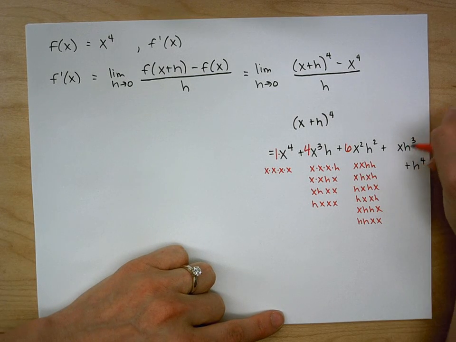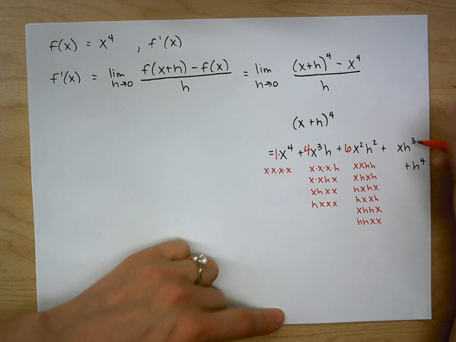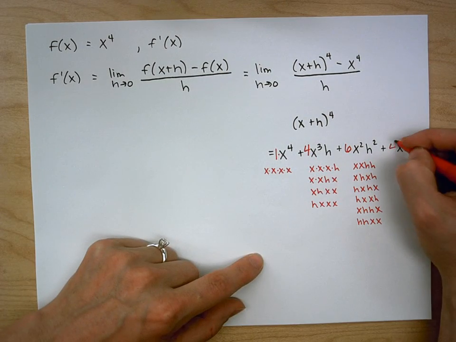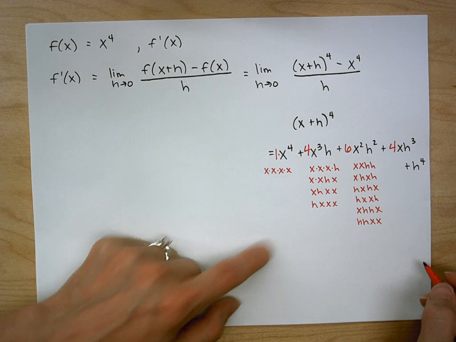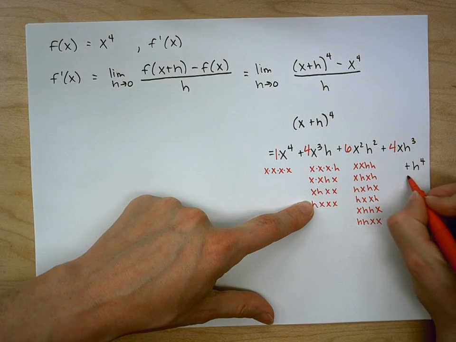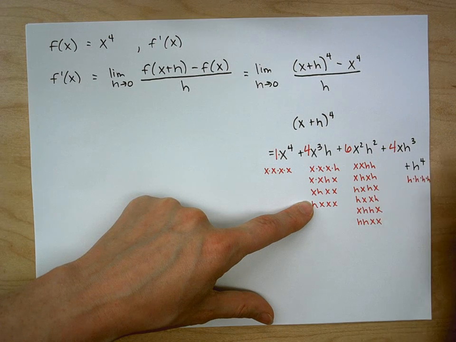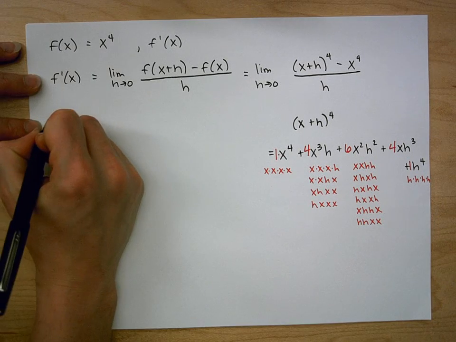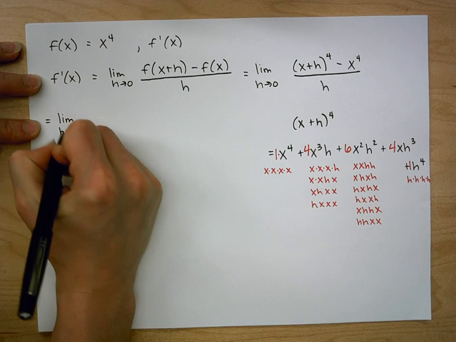So let's look again at xh cubed. Now notice that's really no different than x cubed h, so we're going to have 4 possible ways of doing that, basically the same as these ones, except switch the x's and h's. This one, of course, we only have one way of doing that, all h's. Okay, so let's look at that then and see if we can do some simplifying.